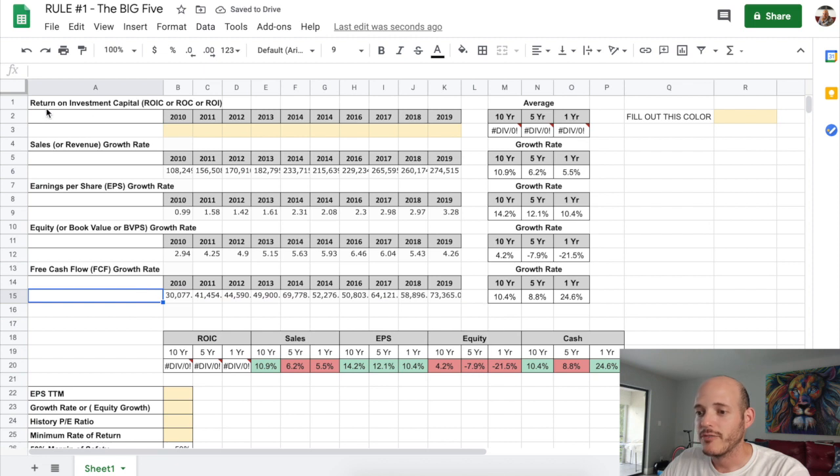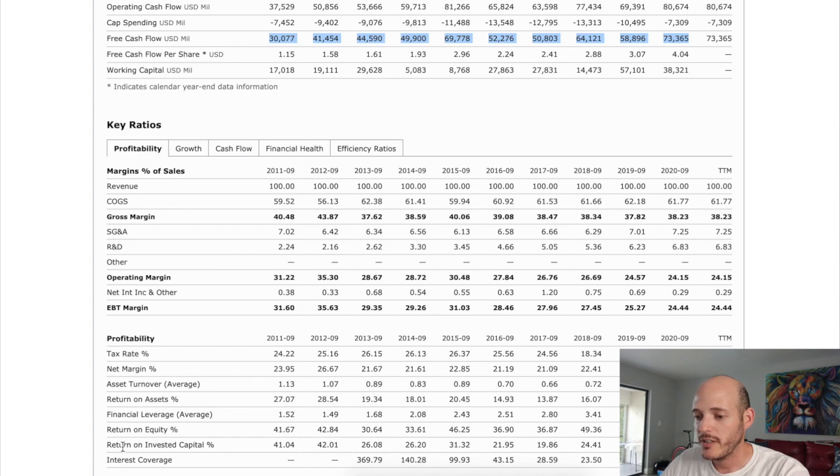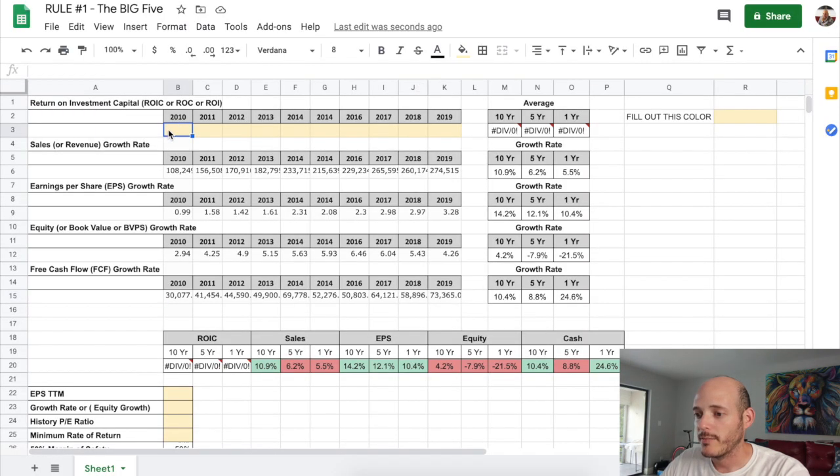And the next thing, return on invested capital. This is Phil Town's most important metric. So we're going to go over here, which is return on invested capital under Morningstar, all the way at the bottom. We're going to copy that as well and then put that in the top here. Again, fill out the colors here. You can see there, fill out that color.